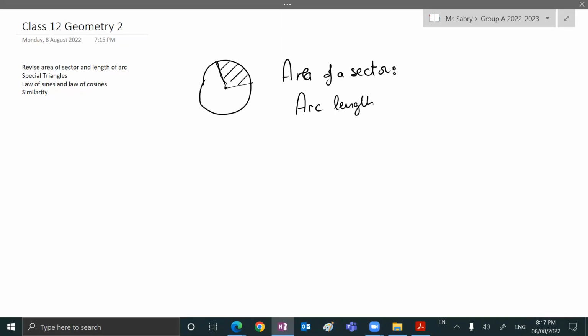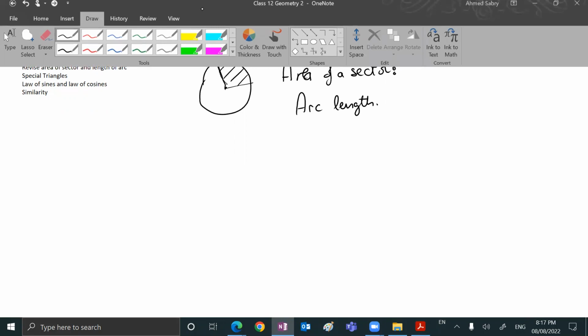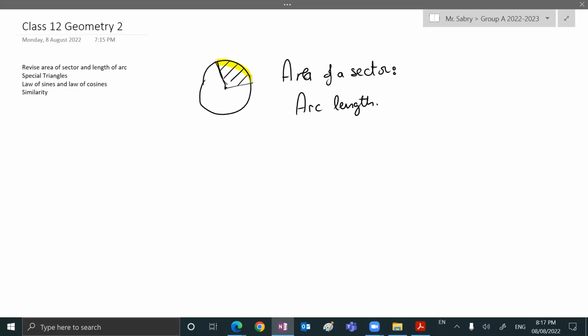Last time when we discussed circles, we said that if you have a circle and it's split by 2 radii, a new sector is formed. So this shape is a sector. There is a way of calculating the area of a sector, and the same method could be used to find the arc length. The arc is mainly the curve only. This is what we call an arc. But the sector is the whole shaded black region.